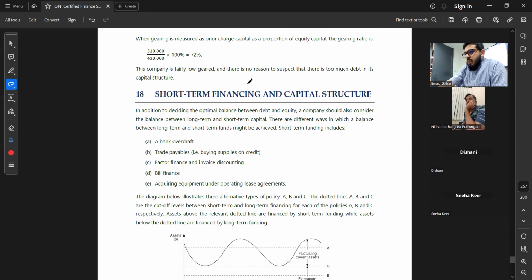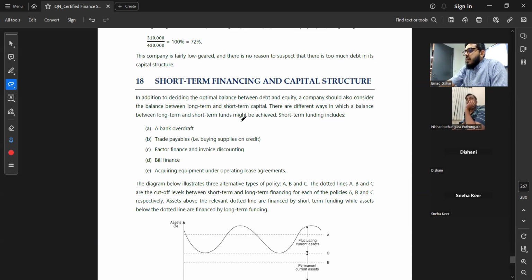So, my friends, short-term financing and capital structure. Remember we discussed these examples. Can you remind me what is a bank overdraft? All of this we already discussed in the chapter, last class. Yes. What is a bank overdraft? The bank will provide the credit facility.